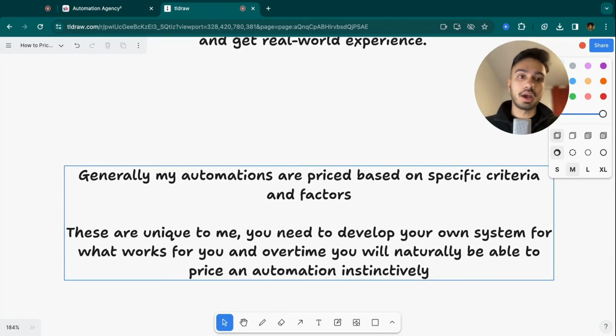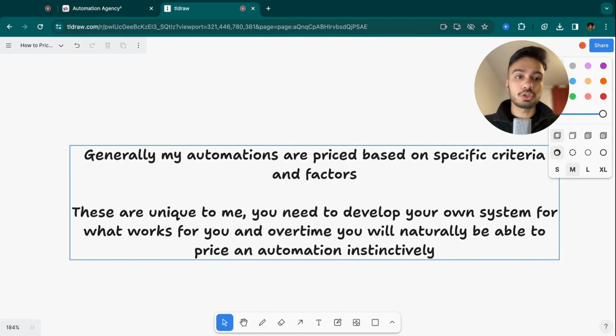Now, generally, my automations are based upon specific criteria and factors that I have, and these are specific to me. These are factors that I look for and that I consider, but they may not be of importance to you, or you might have some other framework in mind. So bear that in mind. You are flexible and able to come up with whatever you want, but naturally over time, you're going to build your own system anyway.